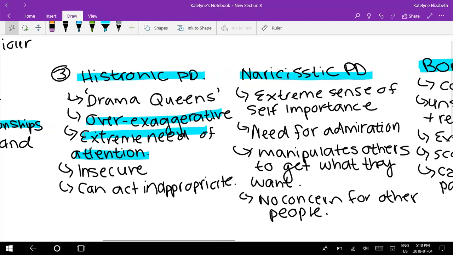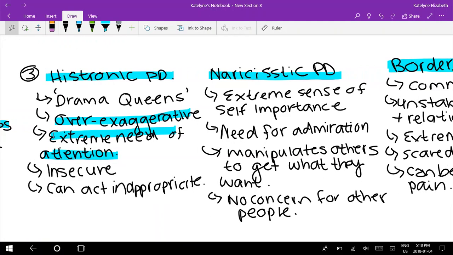And the next one would be narcissistic personality disorder. These are people that have an extreme sense of self-importance. Extreme sense of self-importance, that's a very important characteristic for them. They also have a need for admiration from others. They can also be found manipulating others in order to get what they want. In a sense, they have no concern for what other people think or even feel. So that is narcissistic personality disorder.